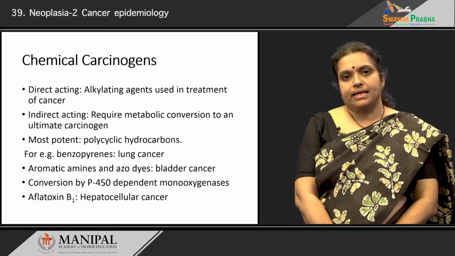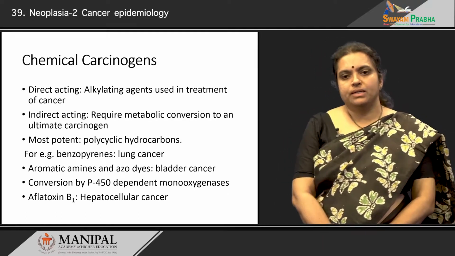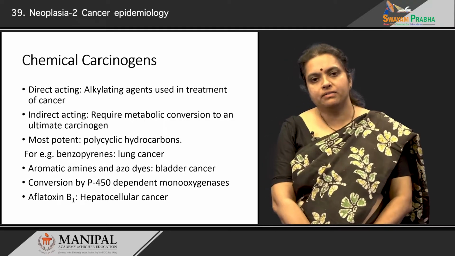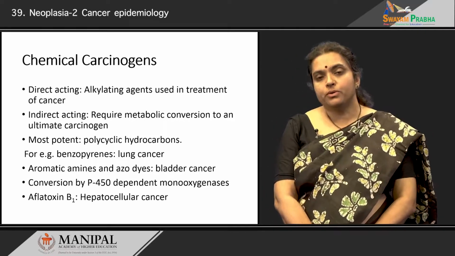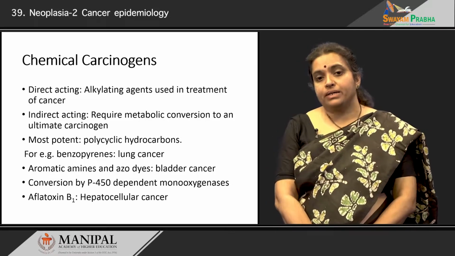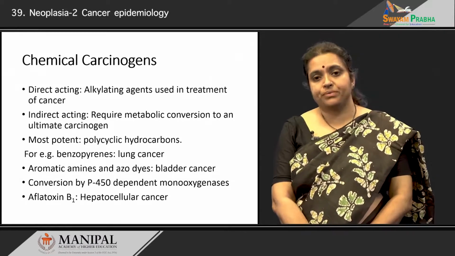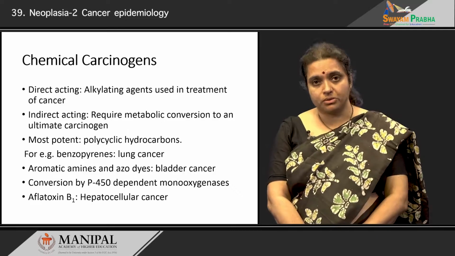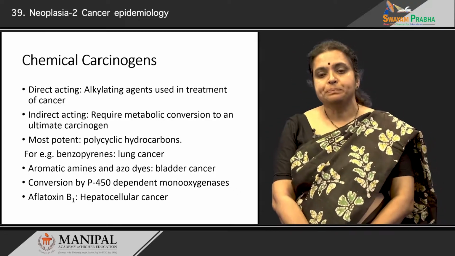So, these are direct acting carcinogenic agents. The indirect acting ones require a metabolic conversion to an ultimate carcinogen. The most potent of these are the polycyclic hydrocarbons. For example, the benzopyrenes, which I already mentioned, which can cause lung cancer and also the scrotal cancer of the chimney sweeps that we talked about.